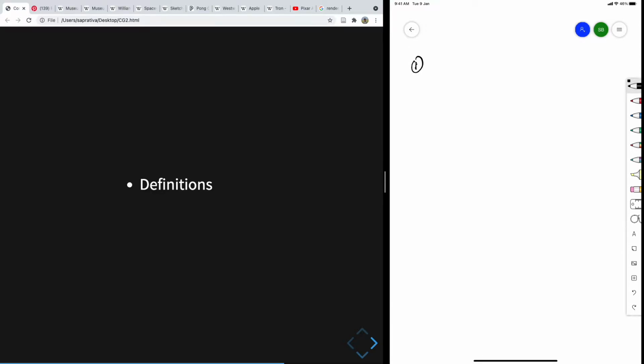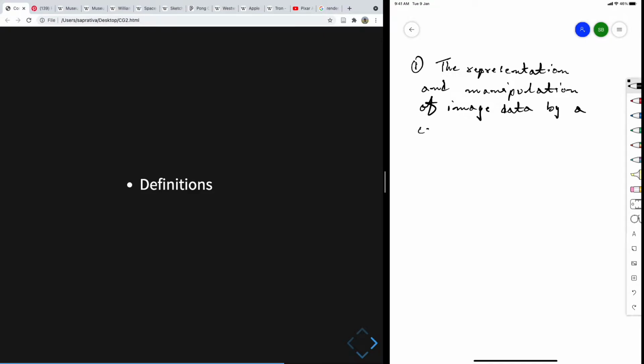So one definition of computer graphics is like this. It is the representation and manipulation of image data by a computer. So this is one definition of computer graphics.